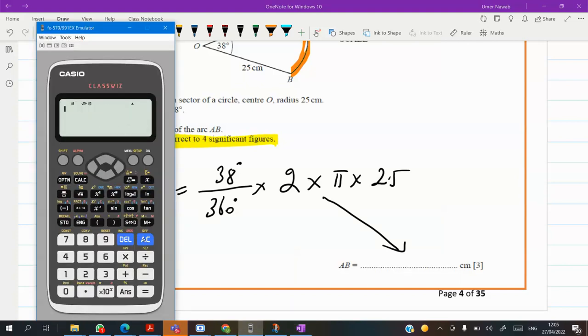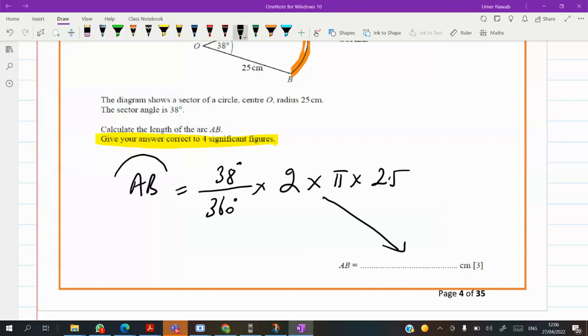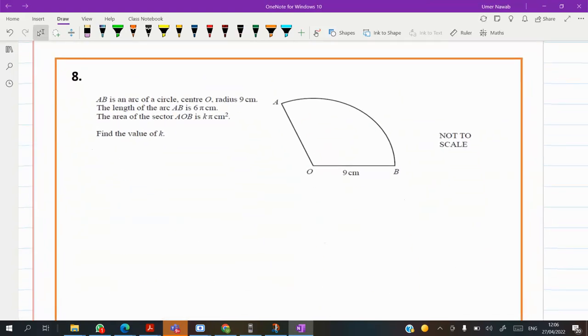Suppose if you write here 38 over 360 times 2 times pi times 25, you get your answer in terms of pi, but we want the answer in significant figures. It is 1.658, four significant figures. Next, question number 8.